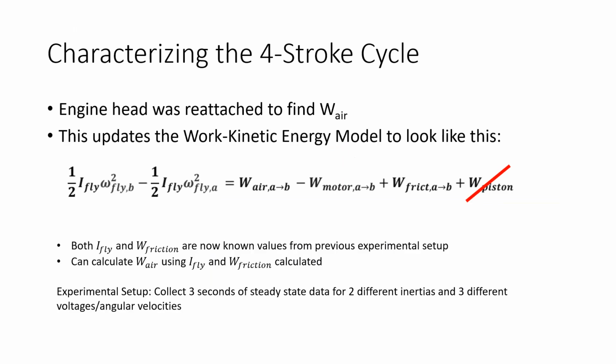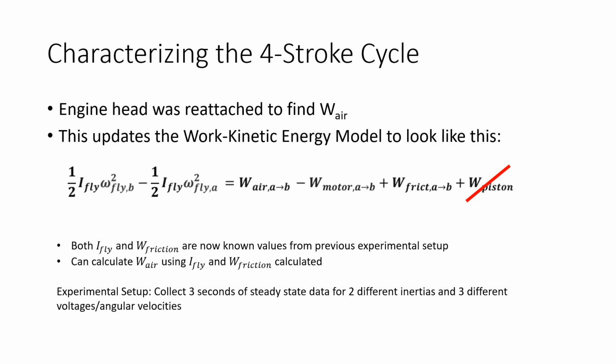To characterize the four-stroke cycle of the engine, the head was reattached so that air pressure was reintroduced into the system. The experimental inertia of the flywheel and the work due to friction were found during the previous experiments discussed and inserted into the work energy model. With these terms known, we can now update our work energy model to look for the work due to air pressure.